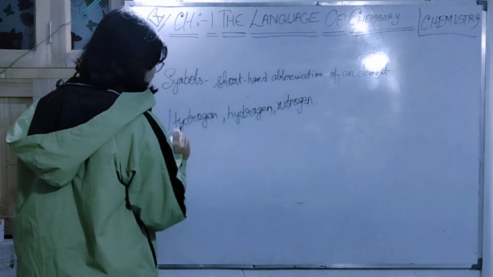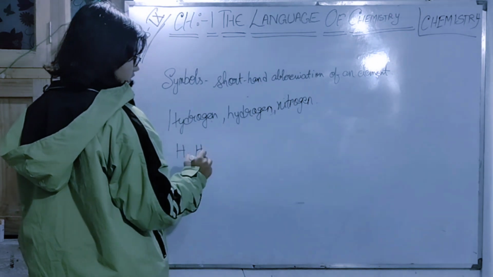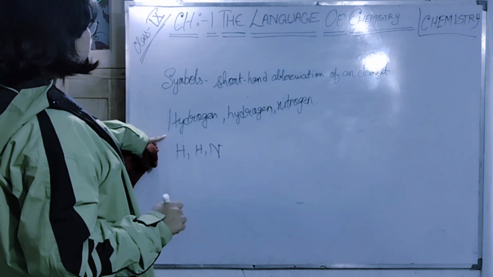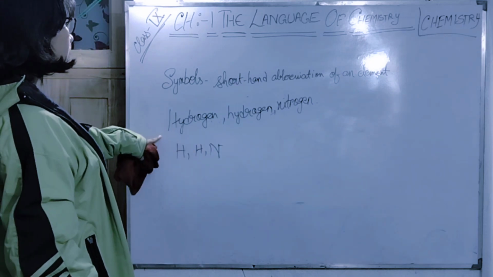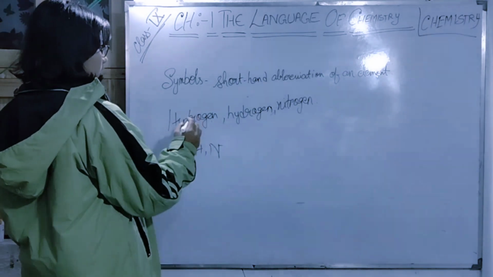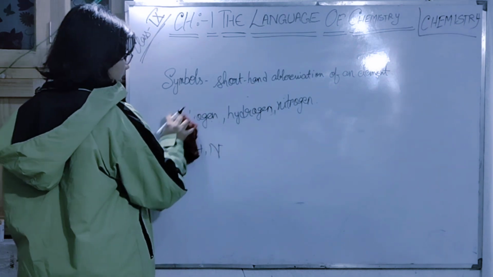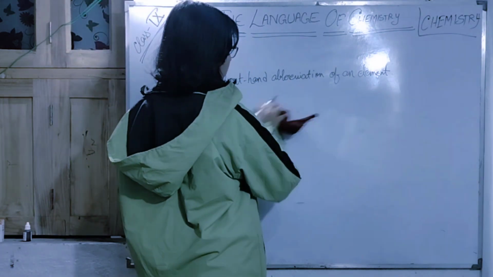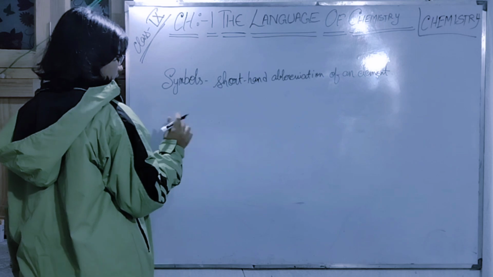For hydrogen we know that it is H. And again you can write H and then nitrogen for N. So with the shorthand, we know that H stands for hydrogen and N stands for nitrogen. So these are the symbols of hydrogen, nitrogen and many more. So symbols play an important role. It saves our time.